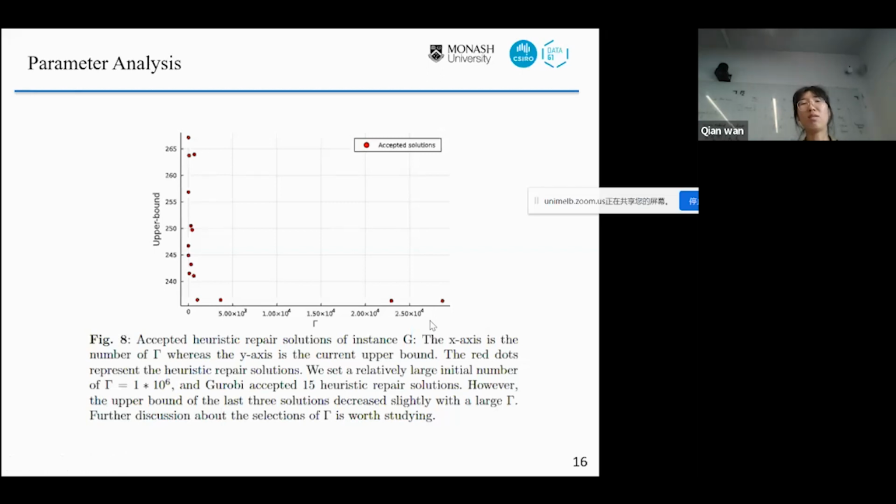So the parameter analysis is only about the selection of tau here, and further discussion about the selection of tau is worth studying, because for different problems, the tau seems random. Sometimes we cannot find a function to describe what the tau looks like. So the further discussion about the selection of tau is worth studying.